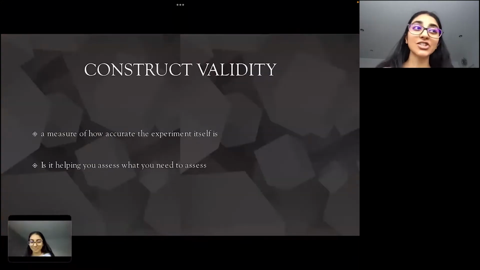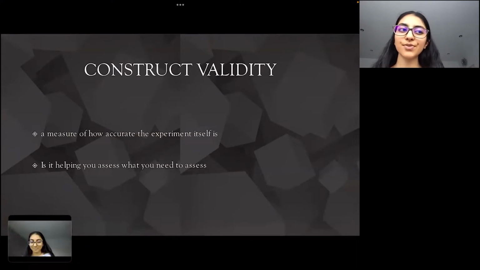Okay, so construct validity. This isn't necessarily as important as the other ones that we've talked about, but I'll just cover it anyway, seeing as we are talking about validity. Construct validity is the degree to which a research tool measures what it's supposed to, i.e. how well it is measuring what it's supposed to. So it's measuring the validity of the measurement that one is taking, and it's seeing if the evidence supports the measurement that is taken.